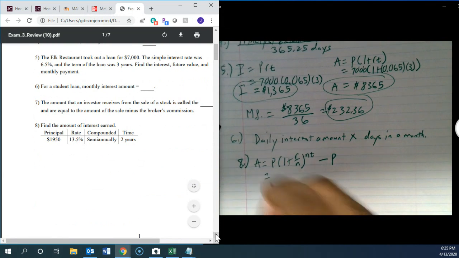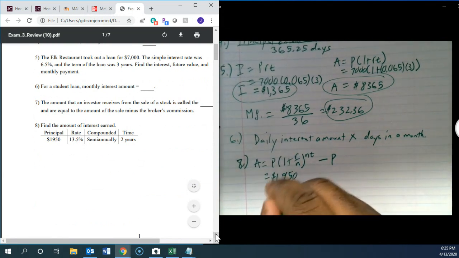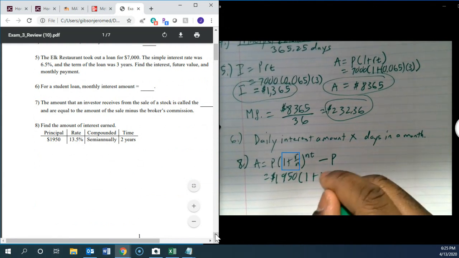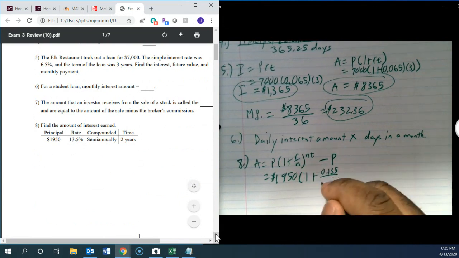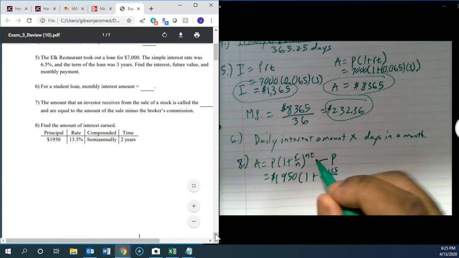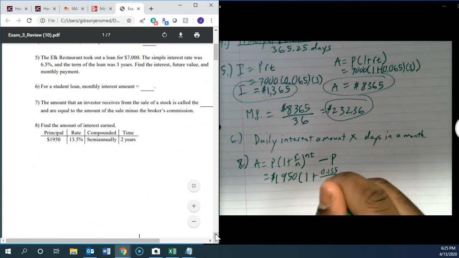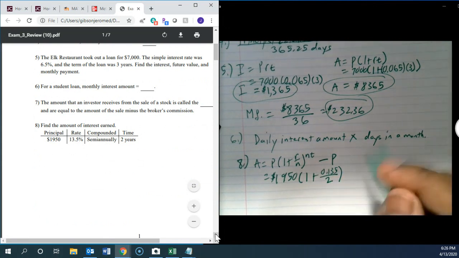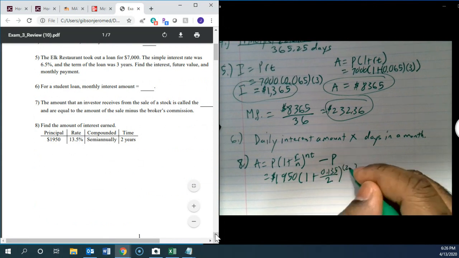So our principal here would be $1,950, and we will have 1 plus the rate, which is 0.135 when we change percent to a decimal, and the N stands for the number of times interest is compounded. Since it's semi-annually, we'll put 2. Now, for our exponent, N we already said is 2, and then time is in years, and it's 2 years.